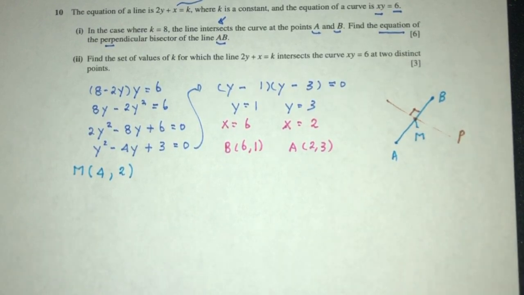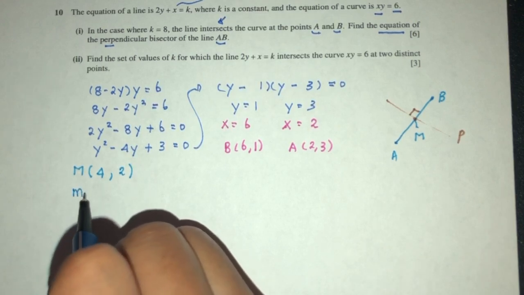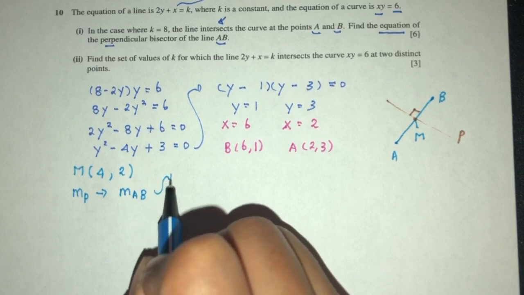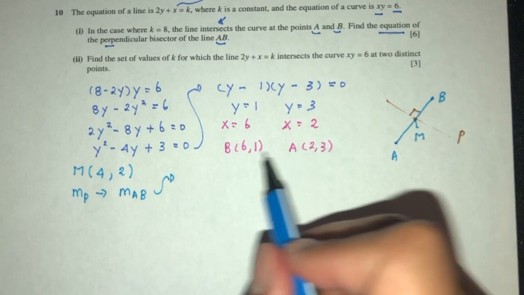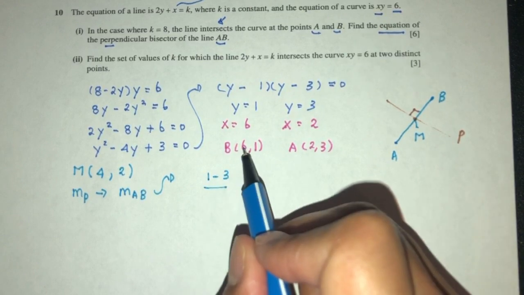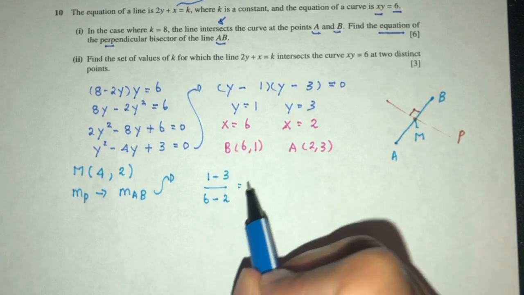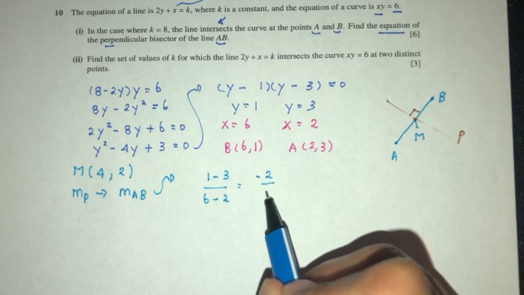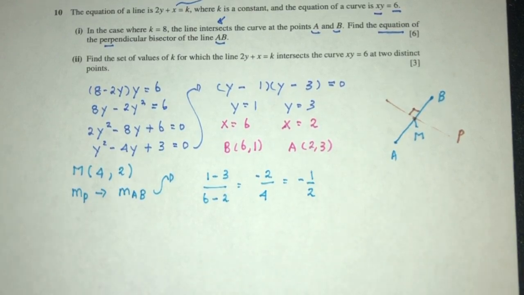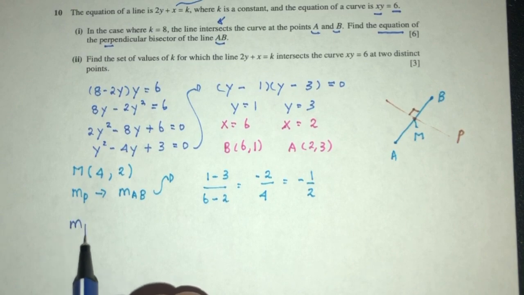Now, to find the equation of a straight line, we have to find the gradient, obviously. So, to find the gradient of P, we can first focus on the gradient of AB. Pretty easy. That will be y2 minus y1 over x2 minus x1. That will be minus 2 over the value of 4. That should be minus half. That is my gradient of AB. From this, we can derive the gradient of P has to be the value of 2.